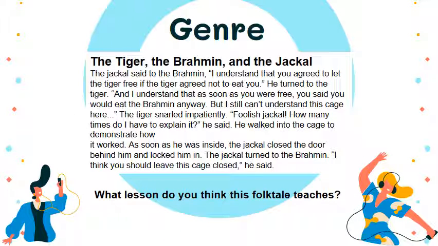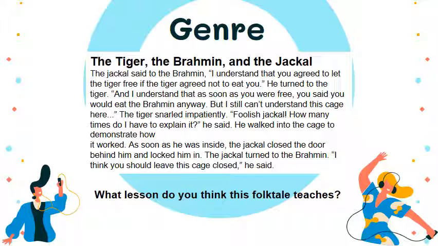Example on the genre, let's take this short paragraph. The tiger, the Brahmin, and the jackal. The jackal said to the Brahmin, "I understand that you agreed to let the tiger free if the tiger agreed not to eat you." He turned to the tiger, "And I understand that as soon as you were free, you said you would eat the Brahmin anyway. But I still can't understand this cage here," the tiger snarled impatiently.